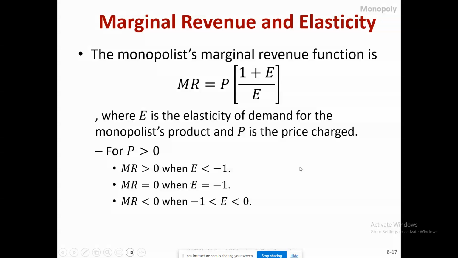If the demand is unit elastic, the numerator is 0. The marginal revenue is 0. If elasticity is in between 0 and -1, such as -0.2 or -0.6, then the numerator is positive, denominator is negative. Then the whole thing is negative, marginal revenue is negative, smaller than 0.